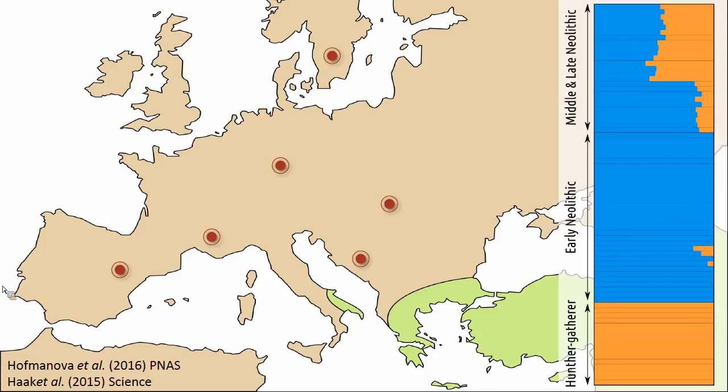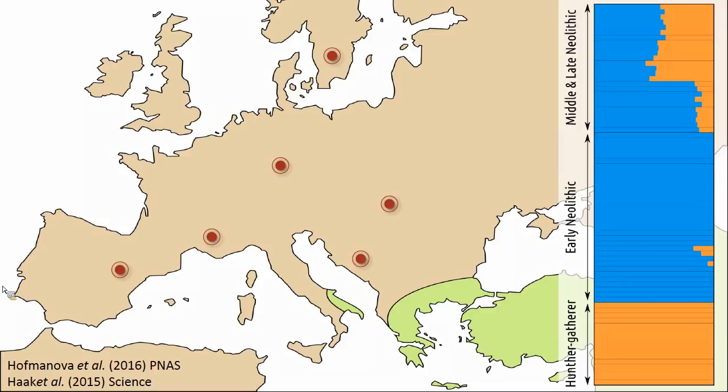Okay, and this is all ancient DNA data that was existing before we started the study. In the lower part here we have hunter-gatherer individuals, followed by early Neolithic people, so the first farmers that actually colonized Europe, followed by samples taken much later in time in the middle and late Neolithic.